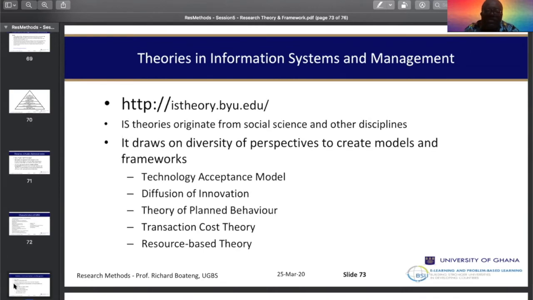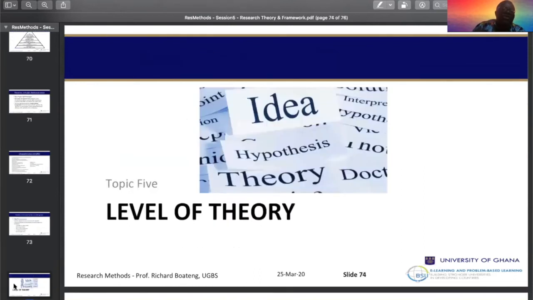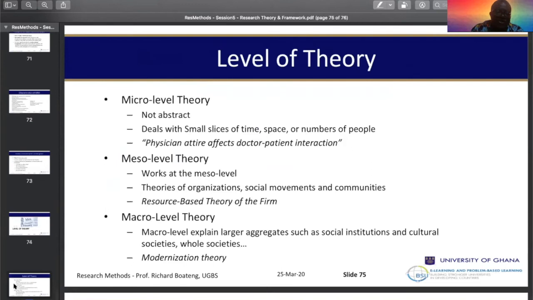Then you have information systems. Information systems draws from social sciences and so many other disciplines. So you have got so many other theories, even from economics, we all use them. Resource-based theory, theory of planned behavior, diffusion of innovation, and then technology acceptance model. Okay, so the last part has to do with the level of a theory. Theories work at different levels, micro level, the meso level, and the macro level. So we need to know which level a theory is operating at, so that we know how to apply it.